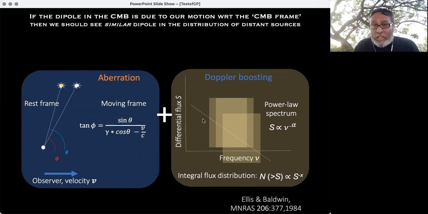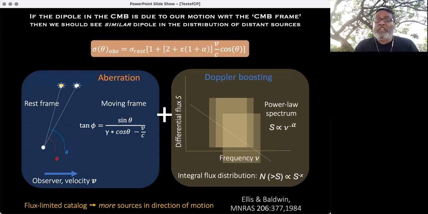And in addition to that, if you look at an object with some spectrum, let's say a power law, then of course you have to allow for Doppler shift, because we are not observing the same part of the spectrum as a moving observer as we would as an observer moving with a different velocity. So you take this into account, you do this exercise, standard special relativity, and you get a formula for the dipole you would see. And this is expressed here.